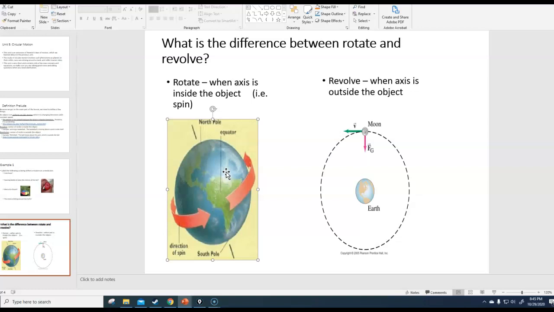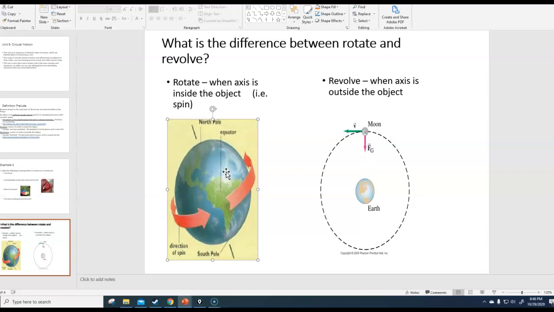The Earth also revolves around the Sun, and I know this picture shows the moon revolving around the Earth, but you can also imagine the Earth revolving around the Sun, because as the Earth goes around the Sun, the center of the circle is inside the Sun, which is outside the object that we're talking about, the Earth, which is why that is a revolution. So the Earth not only rotates on its axis, but it also revolves around the Sun. Make sure you understand the difference between rotation and revolution.